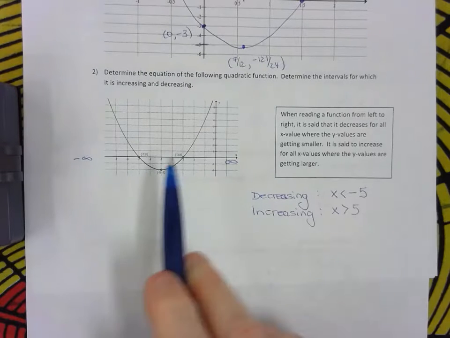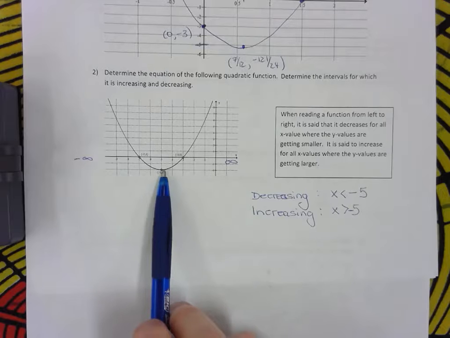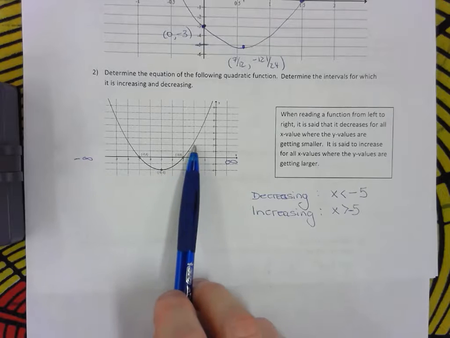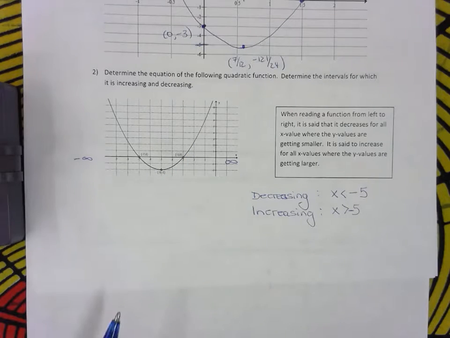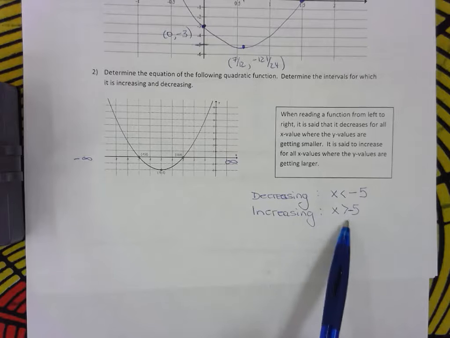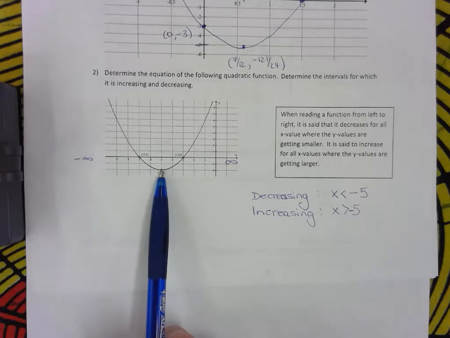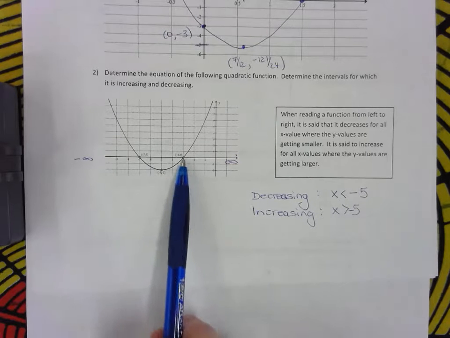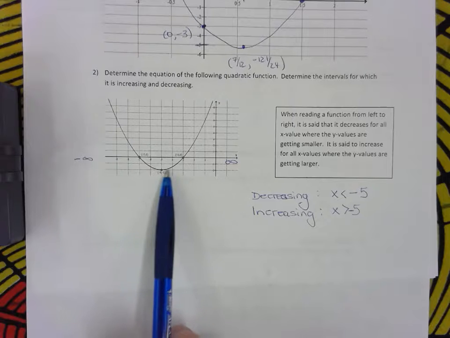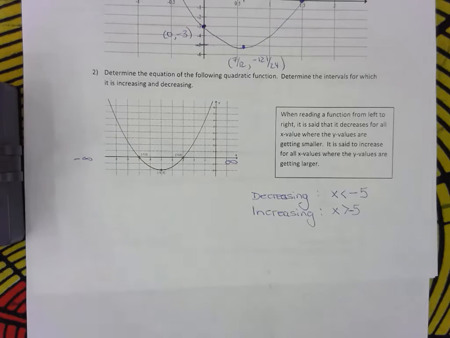So as x is larger than negative 5, as you keep reading it from left to right, it's going to increase. So that's increasing and decreasing. And notice we don't have equals negative 5, because at this point it is no longer increasing or decreasing, it's actually changing direction. And so the point in which it changes direction like that, we don't say that it increases or decreases at that point.